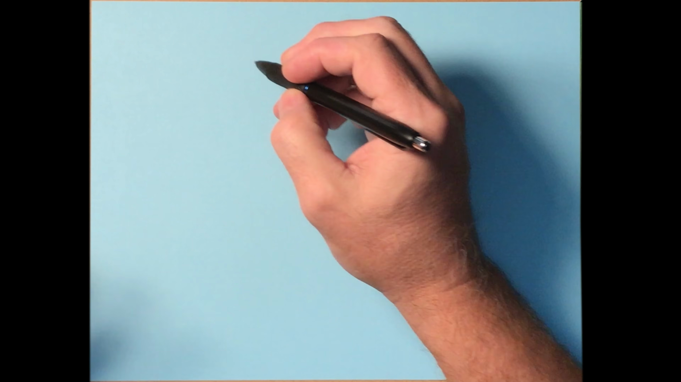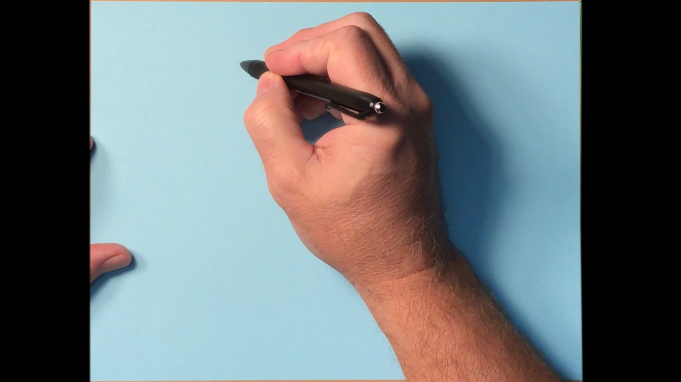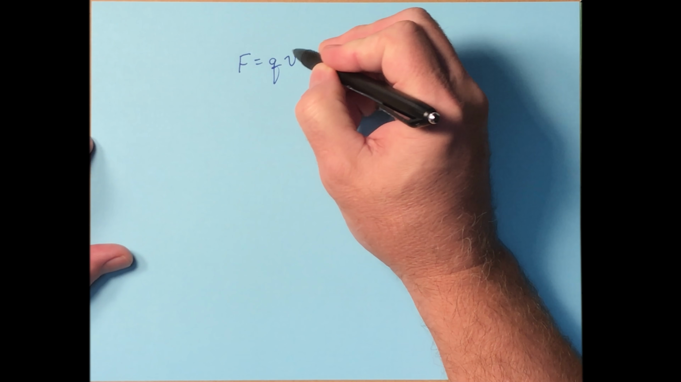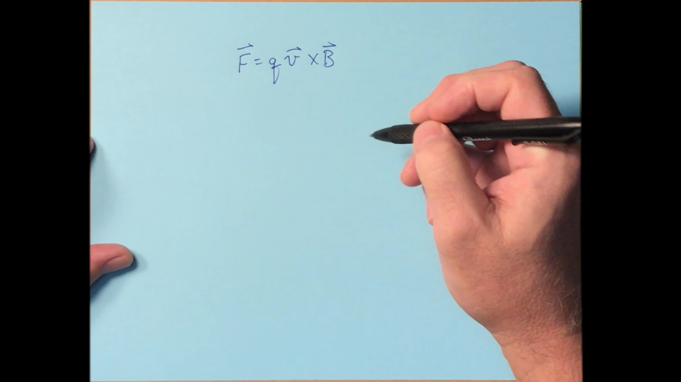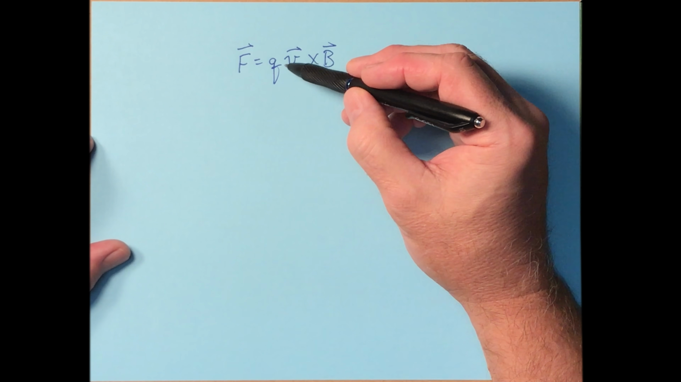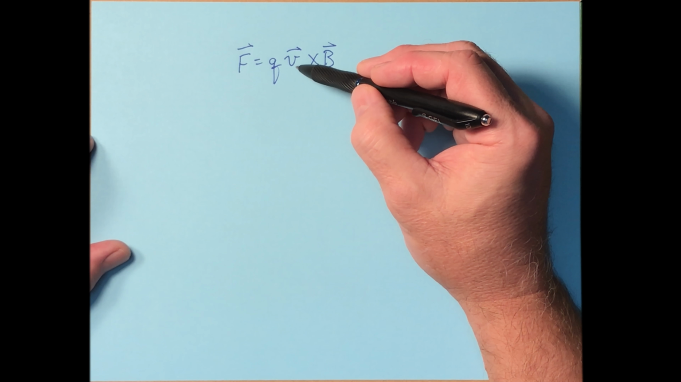All right, you are now aware of this equation, which has to do with the force acting upon a charge that enters into a region of external magnetic field. The charge is going velocity v.